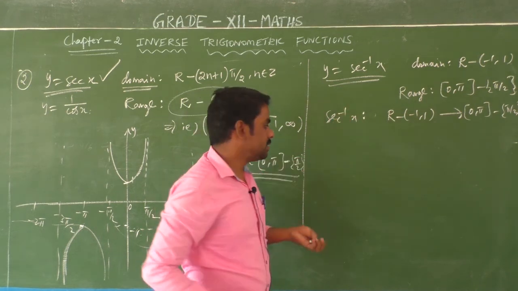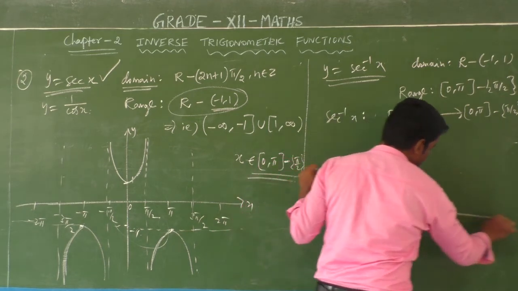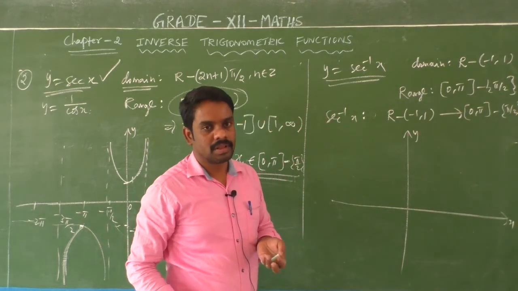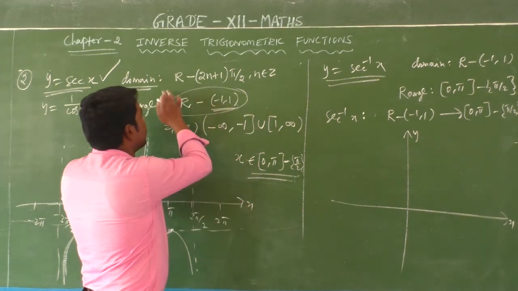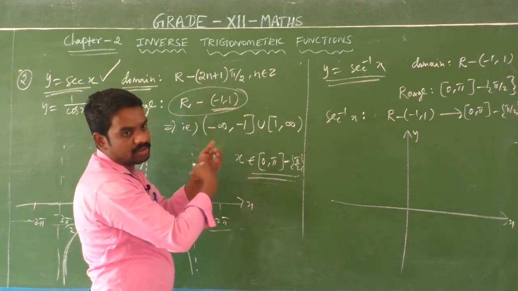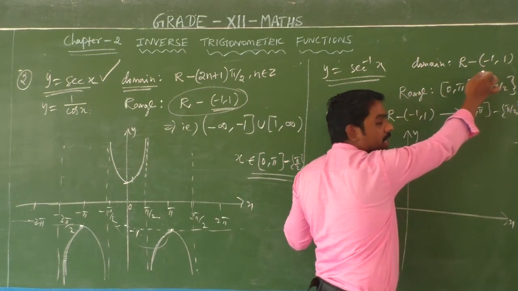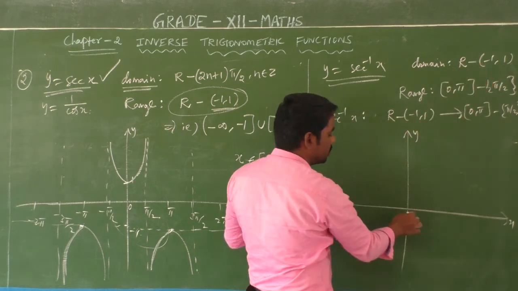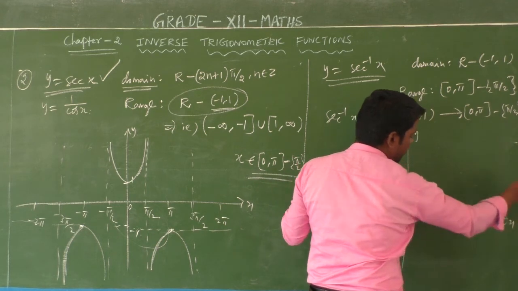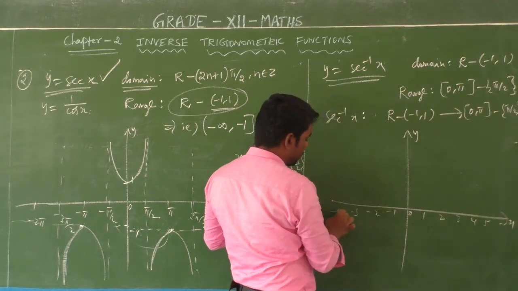Okay, right. Listen, trace the curve of secant inverse x. Here, domain value and range value of secant inverse x are interchanged. Here the domain is all real numbers except minus 1 comma plus 1. That means 0, 1, 2, 3, 4, 5 and so on. Here minus 1, minus 2, minus 3, minus 4 and so on.